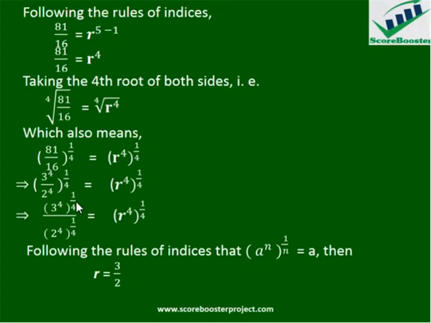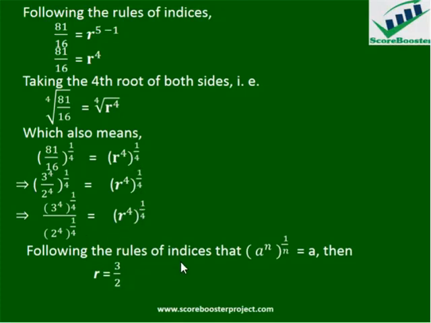So also, if you have a over b raised to the power n, this can be written as a raised to the power n divided by b raised to the power n. So this can be written as 3 raised to the power 4, everything raised to the power 1 over 4, divided by 2 raised to the power 4, everything raised to the power 1 over 4. And we also have this.